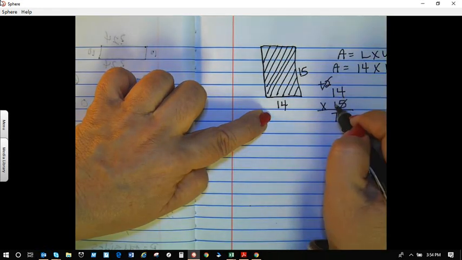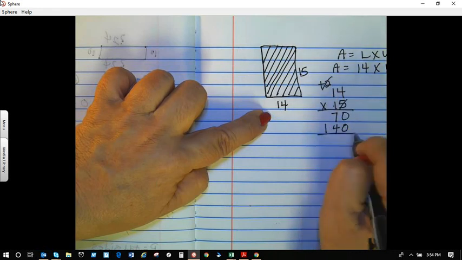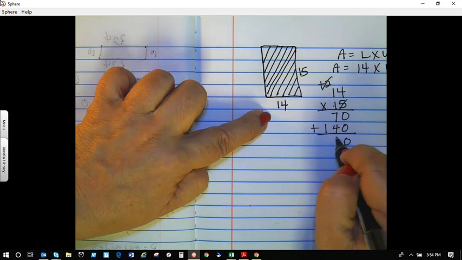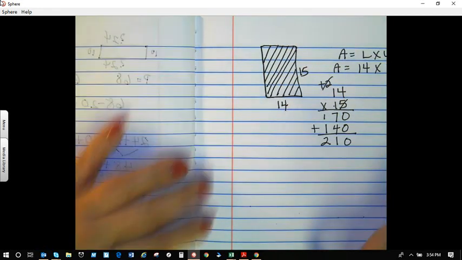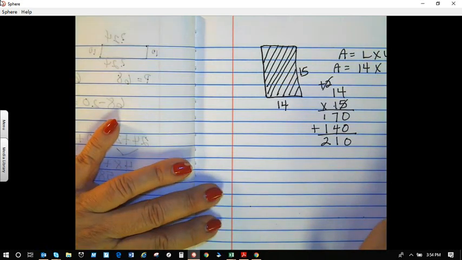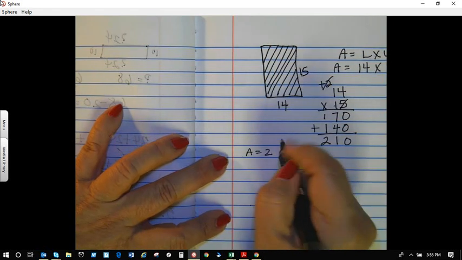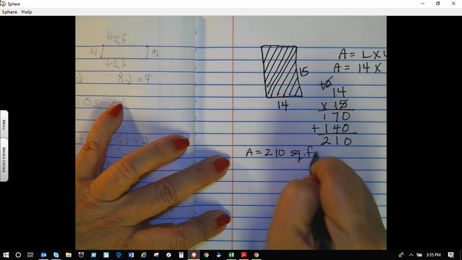Starting in my 10's. 1 times 4 is 4. 1 times 1 is 1. I'm going to add those up. 0. 7 plus 4 is 11. Carry my 1. 1 plus 1 is 2. So I know that the area is going to be 200 square feet. Not 200, but 210 square feet.